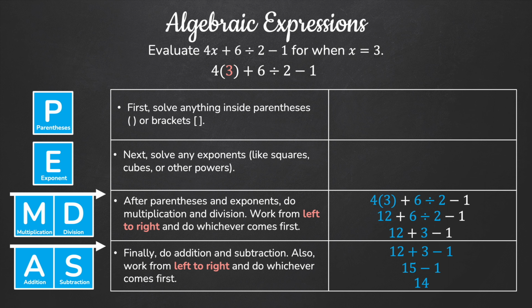So whenever we have 4x plus 6 divided by 2 minus 1, for when we substitute x for 3, the answer is going to be 14.